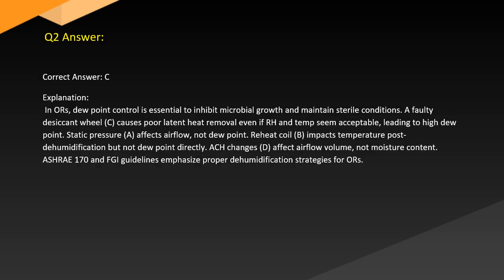Answer. Correct answer: C. Explanation. In ORs, dew point control is essential to inhibit microbial growth and maintain sterile conditions. A faulty desiccant wheel (C) causes poor latent heat removal even when RH and temperature seem acceptable, leading to high dew point. Static pressure (A) affects airflow, not dew point. Reheat coil (B) impacts temperature post dehumidification but not dew point directly. Air changes (D) affect airflow, not moisture content. ASHRAE 170 and FGI guidelines emphasize proper dehumidification strategies for ORs.